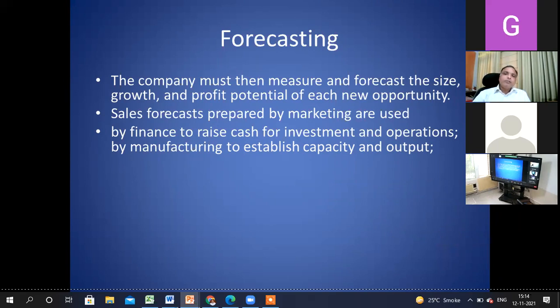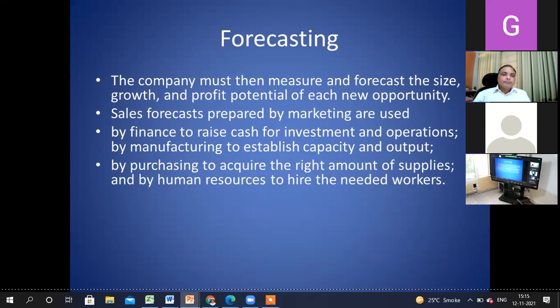So if you forecast that after COVID-19 there would be a huge demand for hand sanitizer, and that it should come in small sachets, then you need to invest more money in that venture. For that, you need to inform the finance department, and the finance department will need this information, and they will raise cash for investment. And who else needs it?